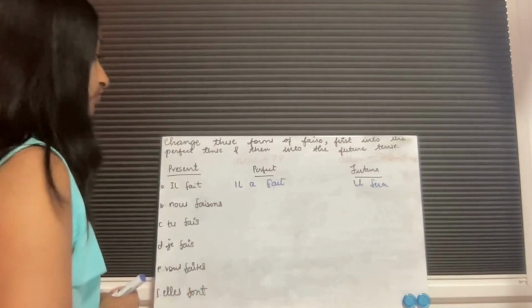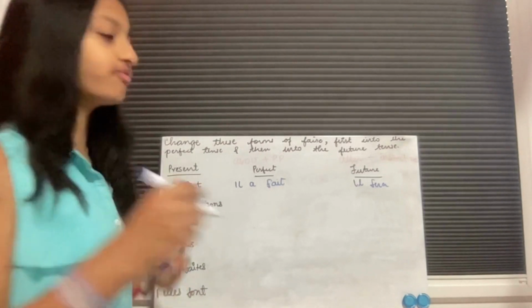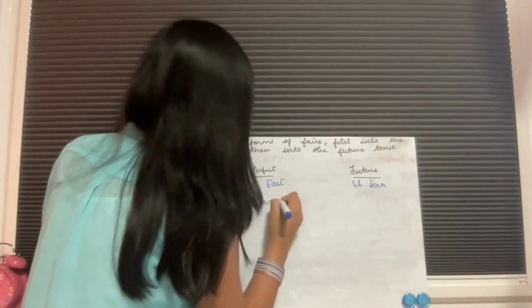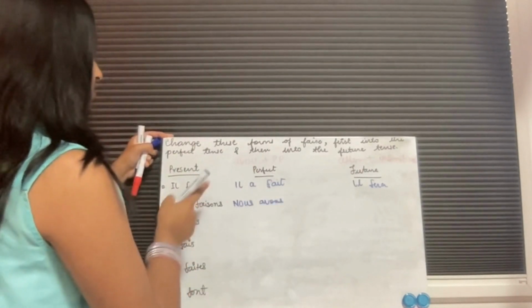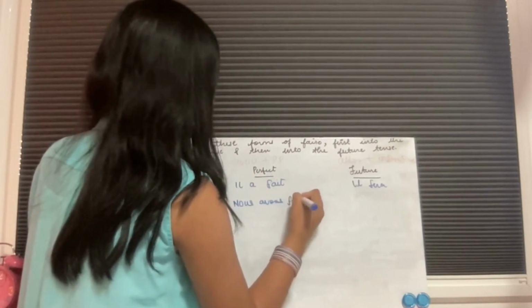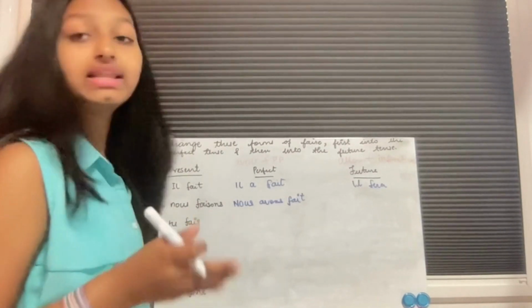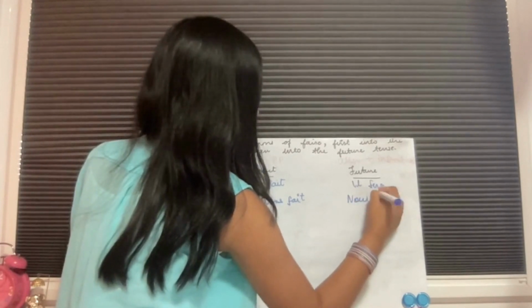Then we have nous faisons. So the avoir conjugation for nous is avons. So nous avons, and since it's nous, the past participle of faire would be fait again. Alright, and then if I change it to future, the aller conjugation would be nous ferons.